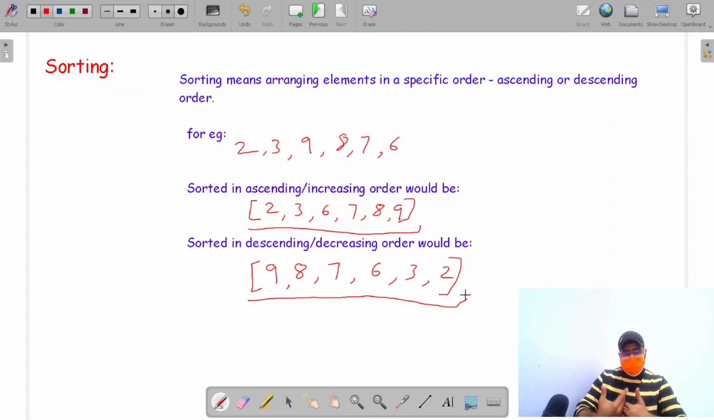So let's meet up in the next video so that we can discuss more about bubble sort, and so that you can practice and learn more about it.